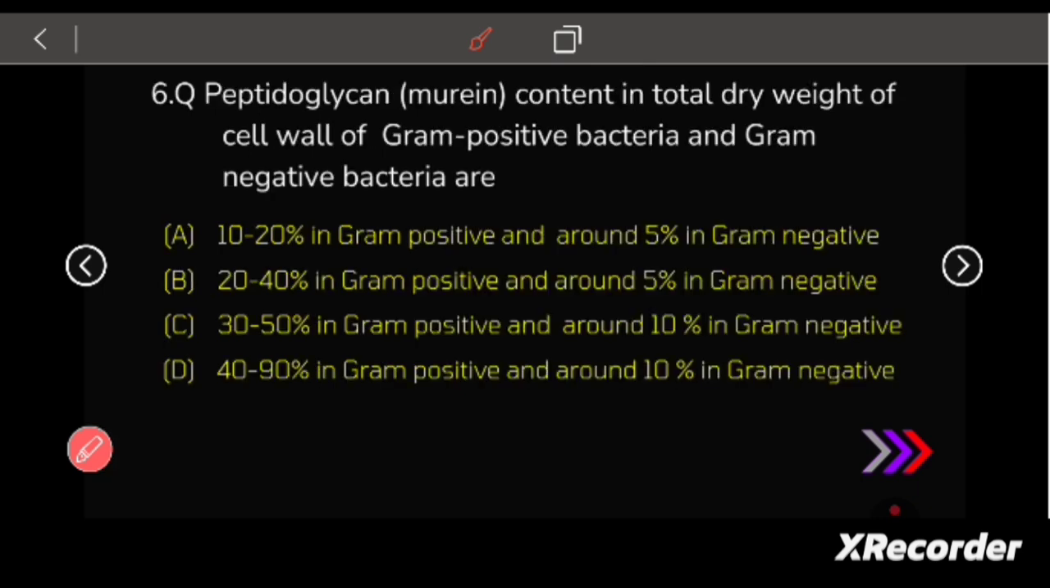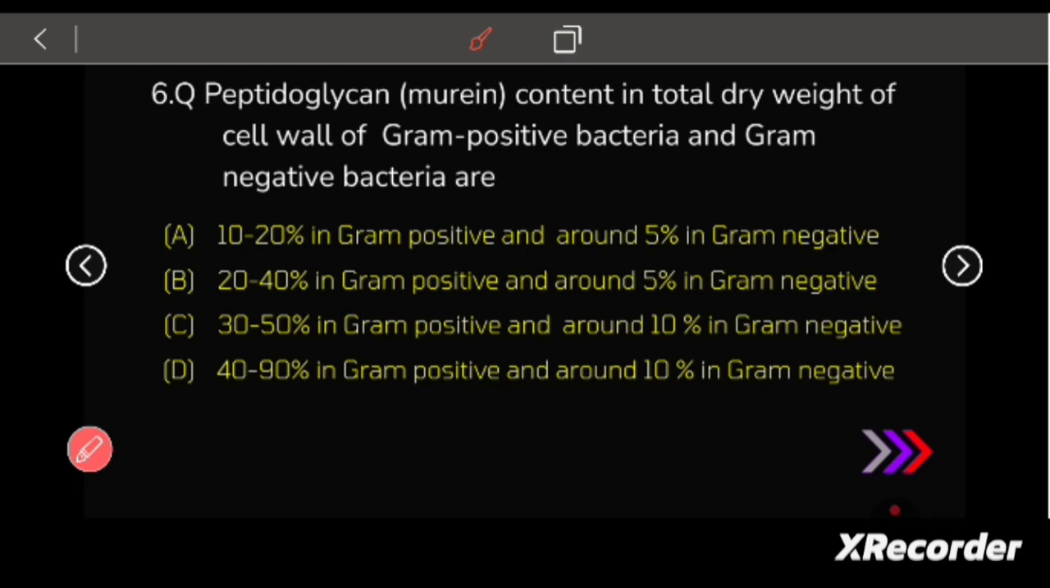Question number 6. Peptidoglycan, also known as murein. Peptidoglycan content in total dry weight of cell wall of gram positive bacteria and gram negative bacteria are A. 10 to 20% in gram positive and around 5% in gram negative, B. 20 to 40% in gram positive and around 5% in gram negative, C. 30 to 50% in gram positive and around 10% in gram negative, D. 40 to 90% in gram positive and around 10% in gram negative.